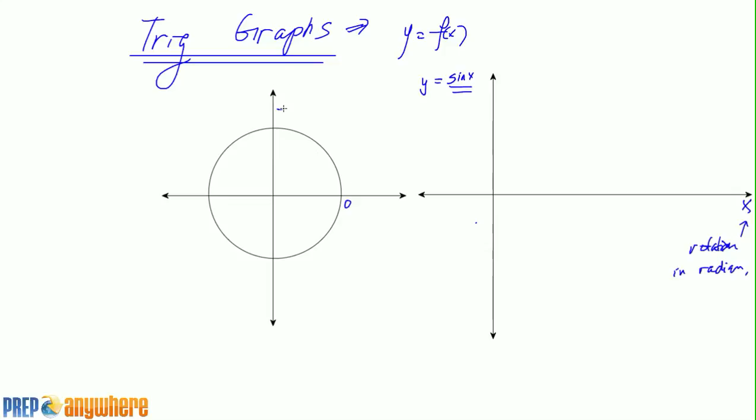Here's 0, here's pi over 2, here's pi, here's 3 pi over 2. So let's say that's 0, that's pi over 2, that's pi, that's 3 pi over 2, and that's 2 pi. That represents, straight away, the full rotation once around, right? Now, let me just draw a few arrows.